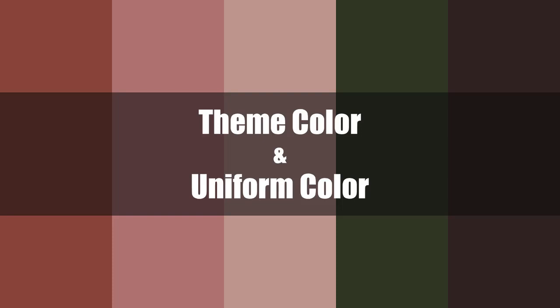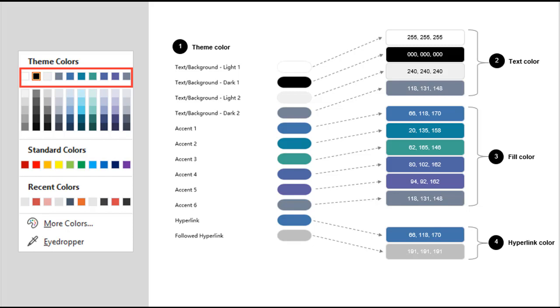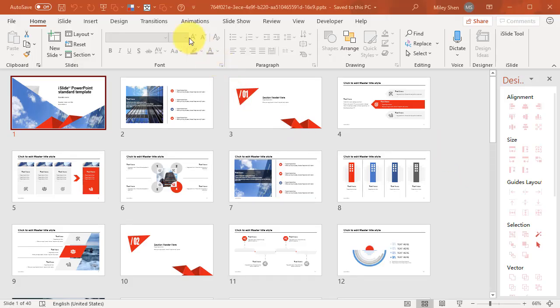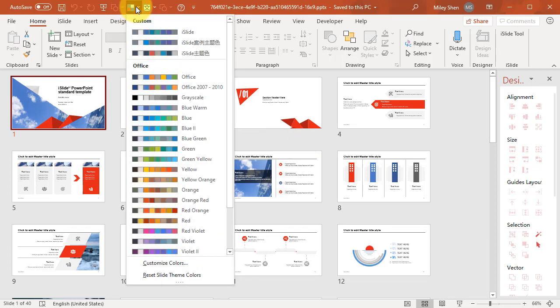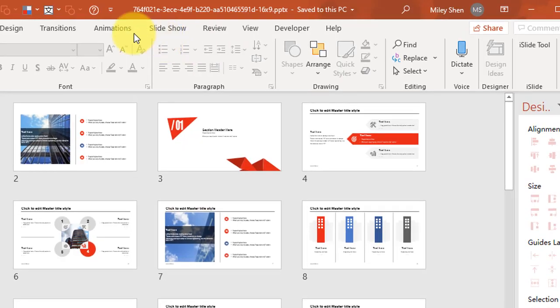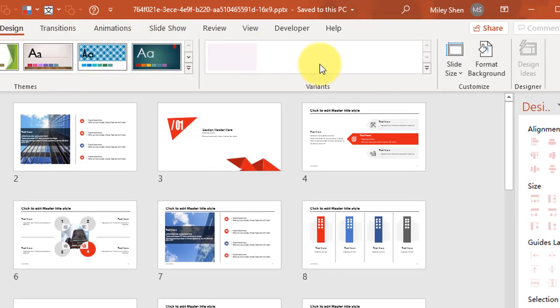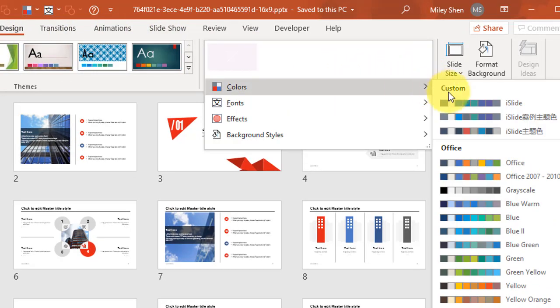In today's video, we will share what theme colors are, why we need to use theme colors, and how to uniform colors. Let's start. Theme color is a predefined set of colors that you apply to your slides for a unified, professional look. You can find theme colors in Design, Variants, Colors.